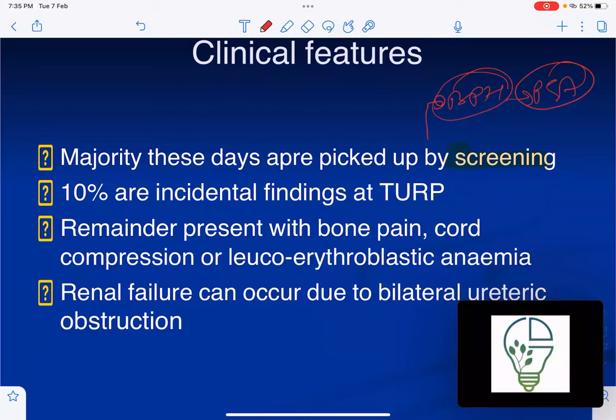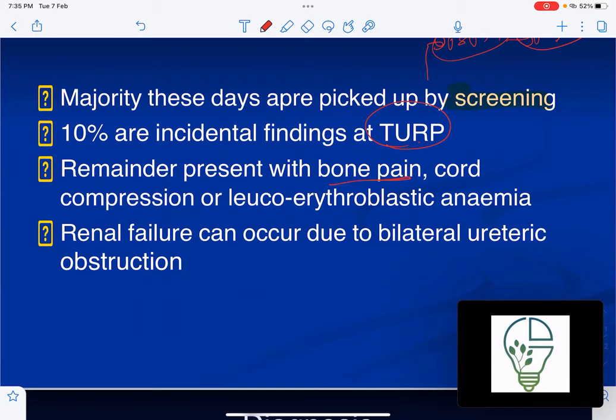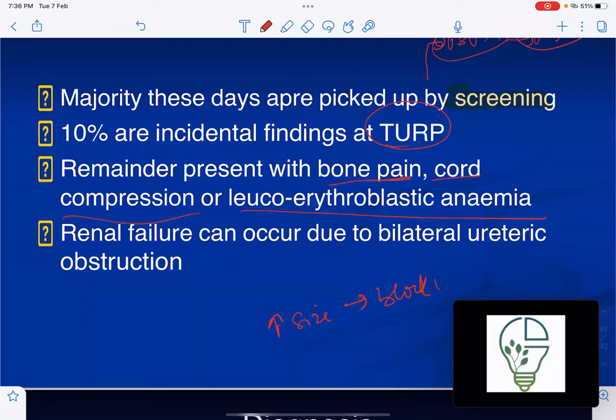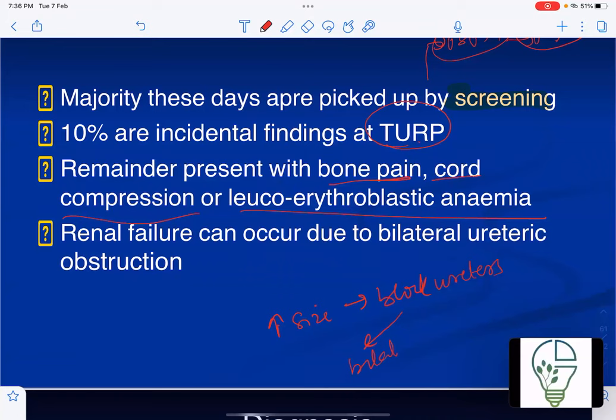10% we find incidentally when we're doing a TURP for BPH. The remainder present with bone pain and symptoms of leukoerythroblastic anemia and cord compression, meaning they'll say, oh, I can't feel my leg, or I can't move my leg, because it's already metastasized to the spine. Sometimes, because of the increase in size, it will block both the ureters, which leads to bilateral ureteric obstruction. This leads to renal failure, so some patients can present with renal failure as well.